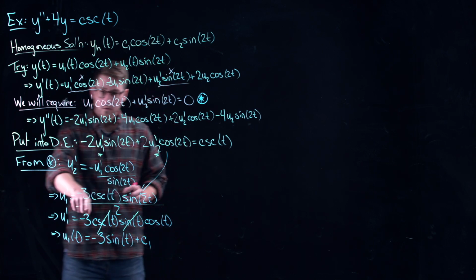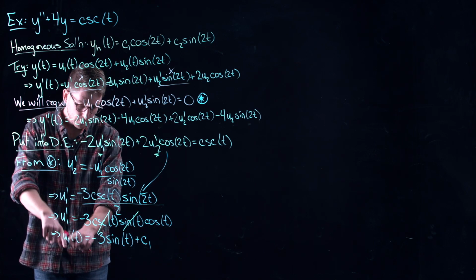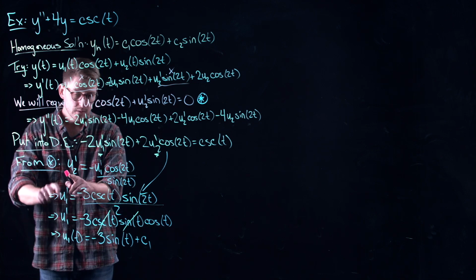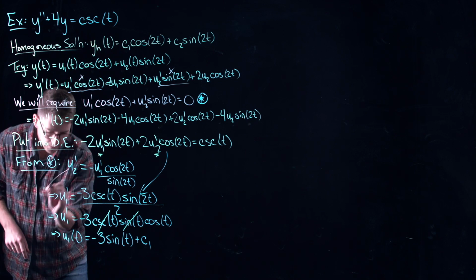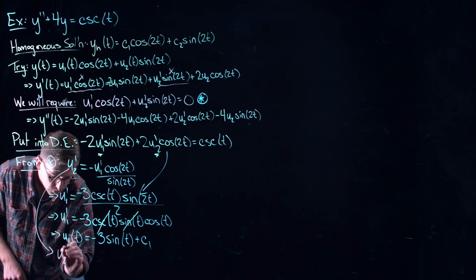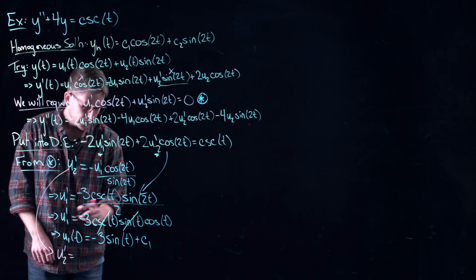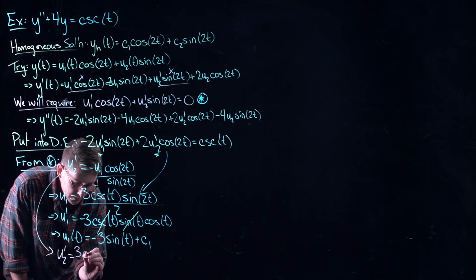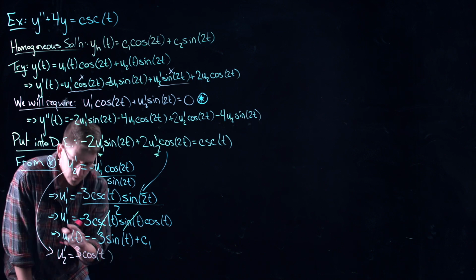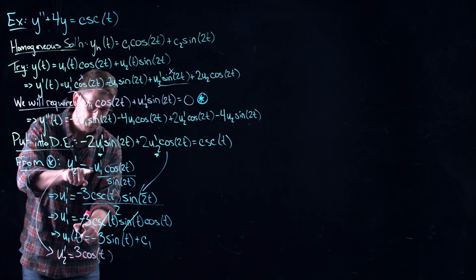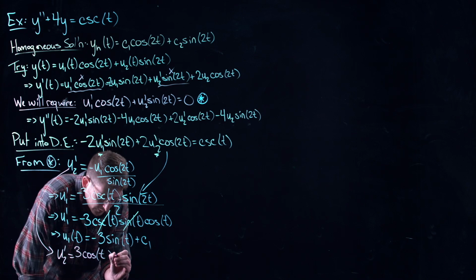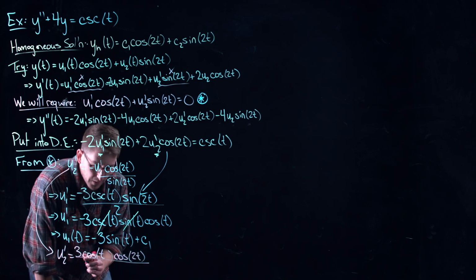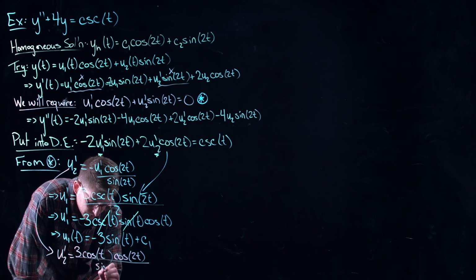Now, look at what I have. I have u1. I also have u1 prime, which is equal to minus 3 cos of t. So that means that I can get u2. So I get u2 prime is equal to, in this case, 3 cos of t. That is just u1 prime with the minus out front. And then cos of 2t divided by sine of 2t.